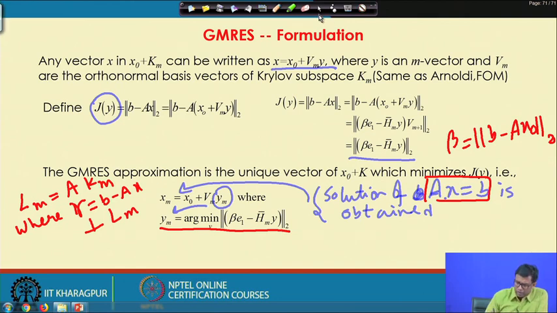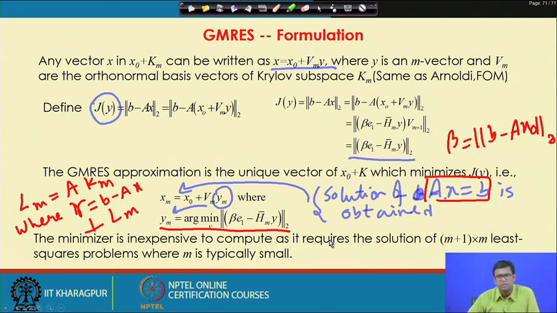So, now the minimizer is inexpensive to compute as it requires the solution of an m plus 1 by m least squares problem, and m is typically small. m is the maximum dimension of the Krylov subspace, or the dimension of the Krylov subspace up to which the solutions converge, and it is seen that m is typically smaller than the actual matrix size. So, it is solving a smaller number of least squares equations than the actual number of equations, and therefore the solutions become faster.